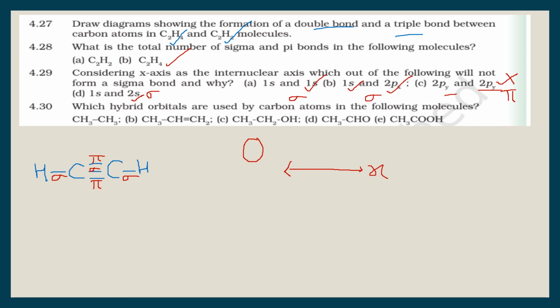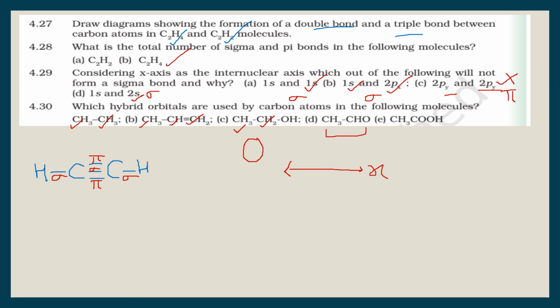4.30 for this presentation. Which hybrid orbitals are used by carbon atoms? I gave you a particular hydrocarbon example, so on the same lines you can try. This carbon has all single bonds, sp3. This has also single bonds, sp3. This carbon, sp3. This carbon I can see involved in a double bond, so sp2. This is also sp2. Here you have carbon with all single bonds, carbon with all single bonds, so both are having sp3 hybridization.